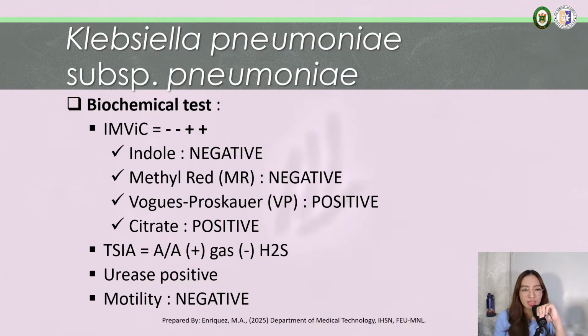But if we look at their TSI reactions, dun sila magkaparehas. Alright? The TSI reaction for Escherichia coli and Klebsiella pneumoniae is the same. It's acid over acid, positive for gas production, and negative for H2S production. Okay? A over A, acid over acid, positive for gas, negative for H2S. Parehas ang E. coli and Klebsiella pneumoniae.